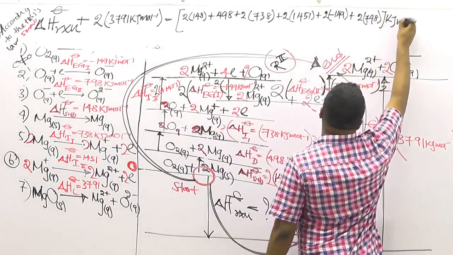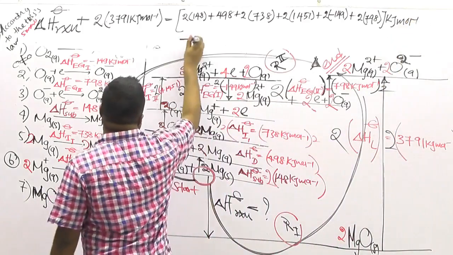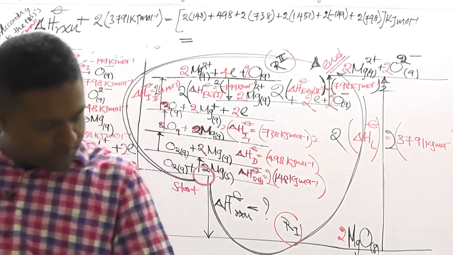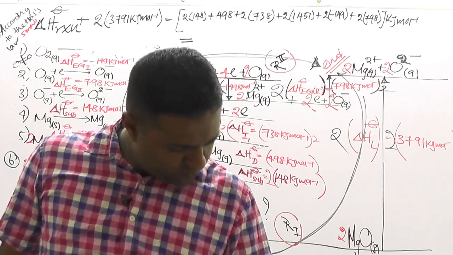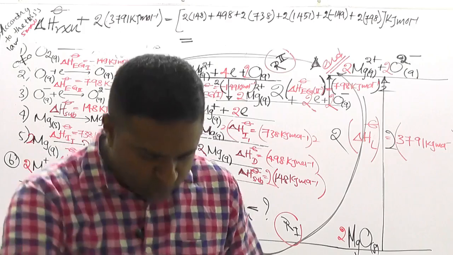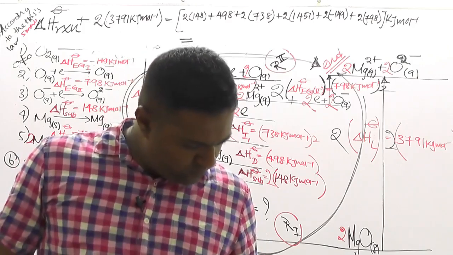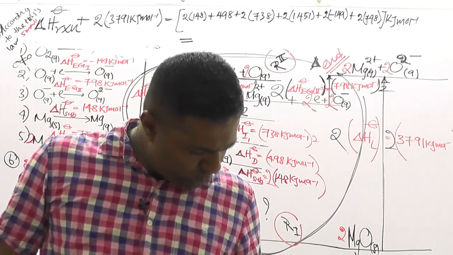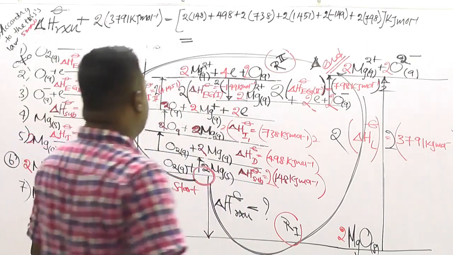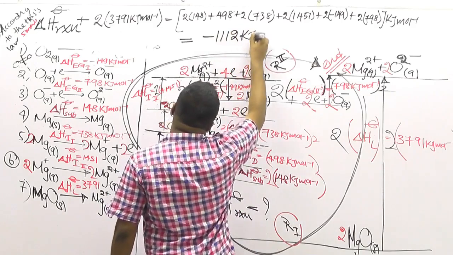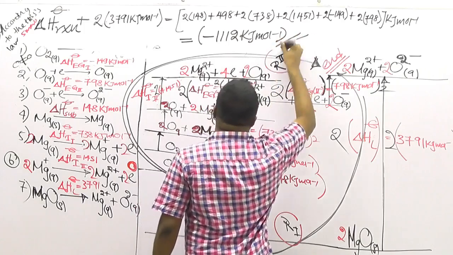The unit is kilojoules per mole. Right. When I simplify, you get the answer: minus 1112 kilojoules per mole. Right, that is the answer.